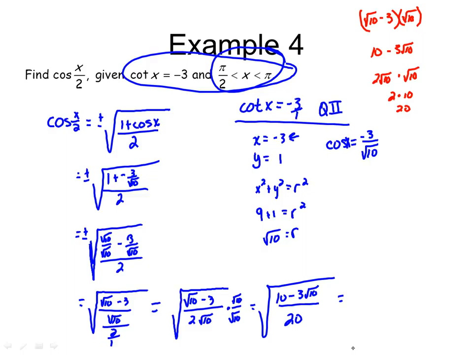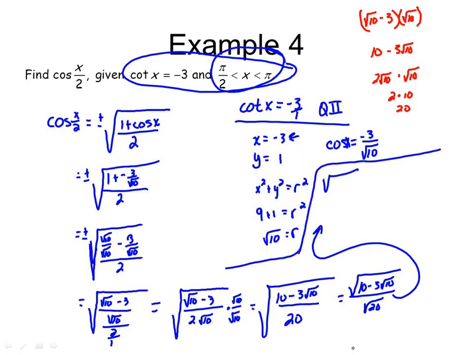Alright, we got to keep going. Split them up. So we're going to have 10 minus 3 square root of 10 over the square root of 20. And I'm running out of room. So you'll have the square root of 10 minus 3 square roots of 10 over 2 square roots of 5. Rationalize.